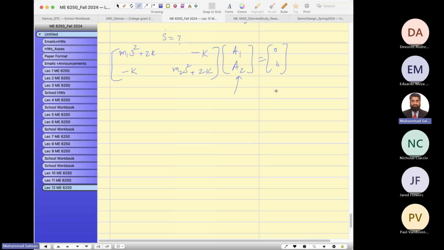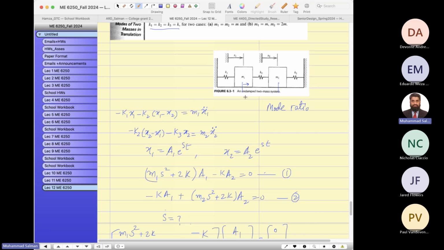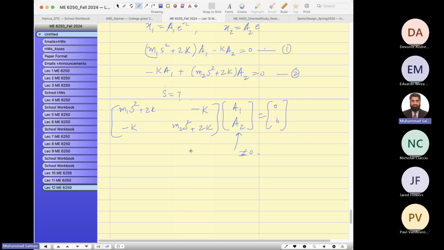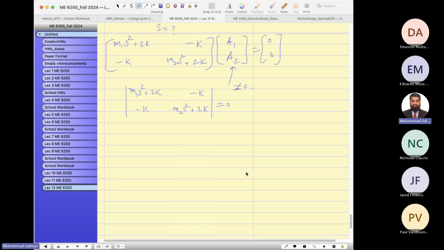Either this is equal to zero, in order to get the right-hand side zero, which cannot be, because if it is zero, it means the amplitude of this mass and the amplitude of this one is equal to zero, which is not correct. They are moving at a certain vibration. So only the determinant of the left-hand side, this is M1. From here, we can find the determinant, and then we can find the value of the roots.